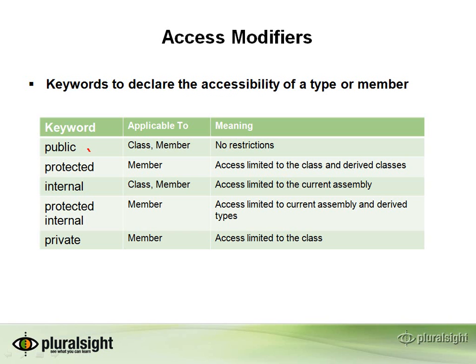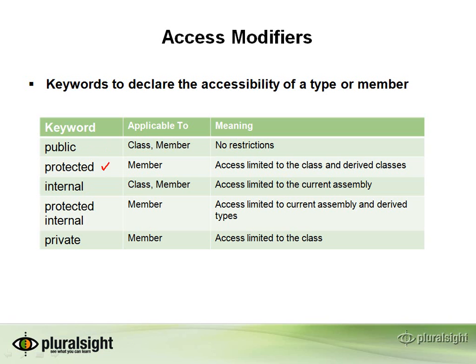For example, the public keyword, you can apply it to a class or to a member of a class, like a property or a method, and it grants open access to whatever is declared public. I can write code inside of the same project, or I can write code outside of the project and have access to anything that you've declared as public.